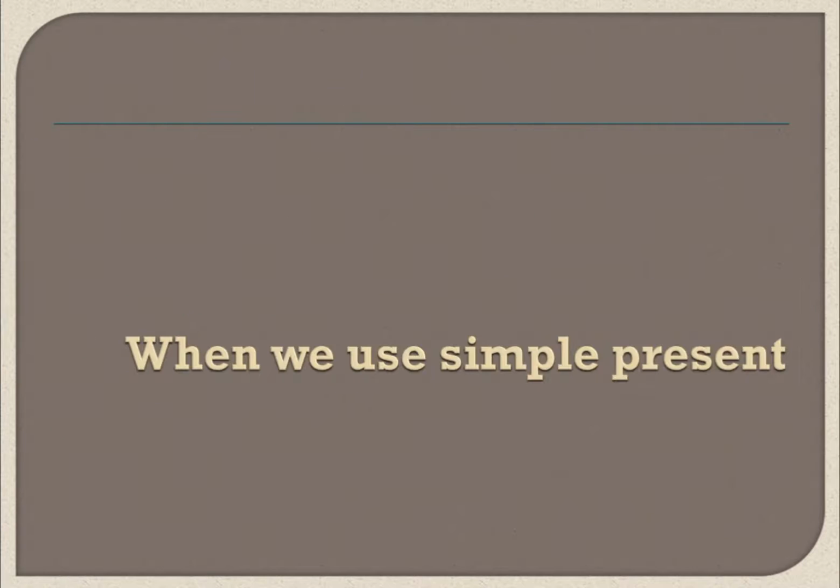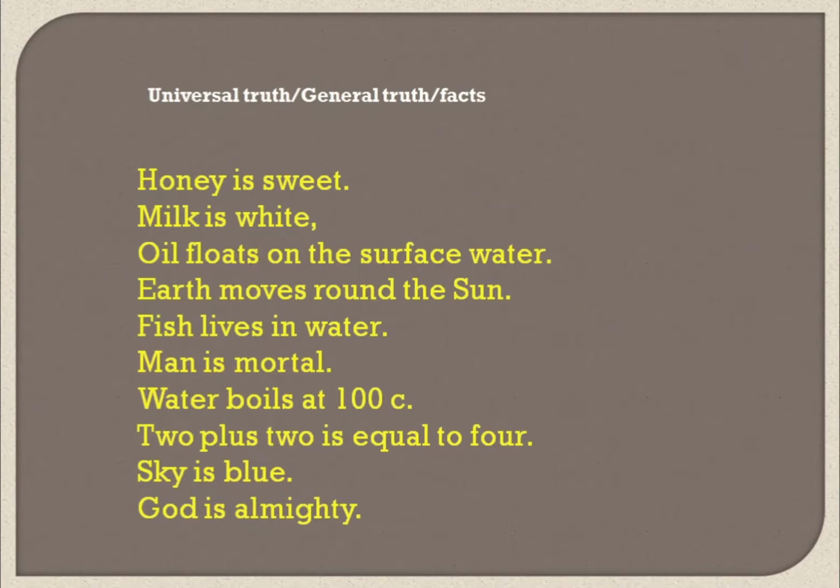Let us know when we use simple present. This is the application part, and this is the main part, because it shows in what context you are using simple present. We use simple present when you are going to express universal truth or general truth or facts. Honey is sweet. The taste of honey is always sweet. Therefore, this is the general truth. So we use simple present in case of general truth.